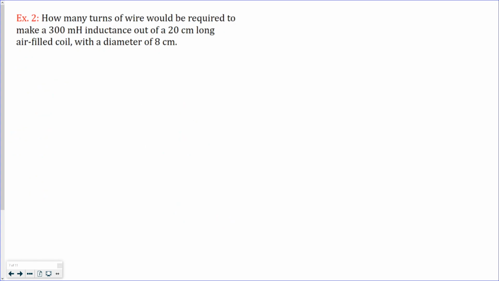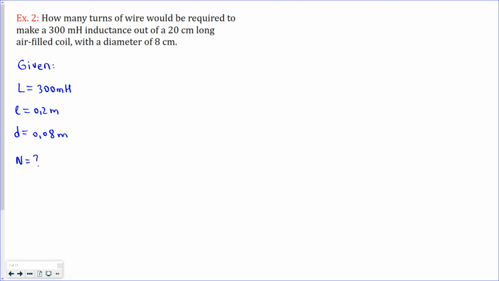Here we're asked to find how many turns of wire we have. Before we find this, let's write what we know. We know that the inductance is 300 millihenry, and we know that the length is 0.2 meters, and we also know the diameter, it's 0.08 meters, and we're asked to find the number of turns.